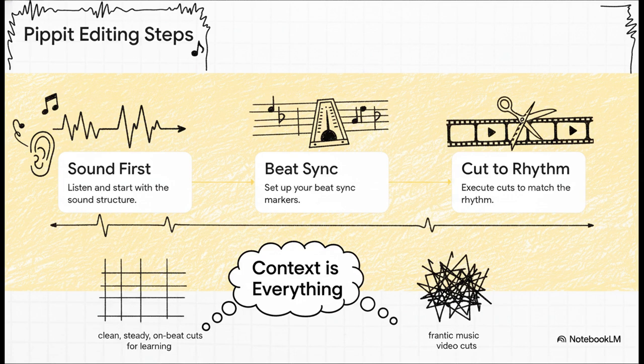But remember, context is everything. If you're tailoring the pacing to suit an educational audience focused on skill acquisition, your cut should be clean, steady, and exactly on the beat to help them learn, rather than those chaotic, offbeat cuts you'd see in a frantic music video.